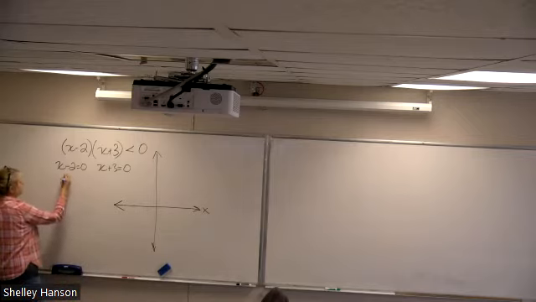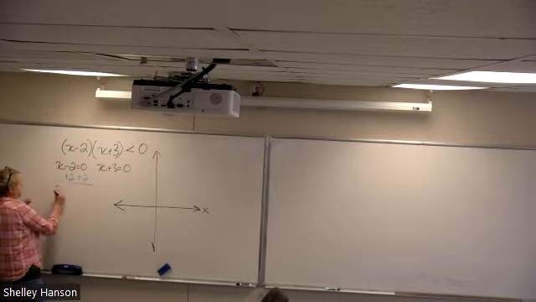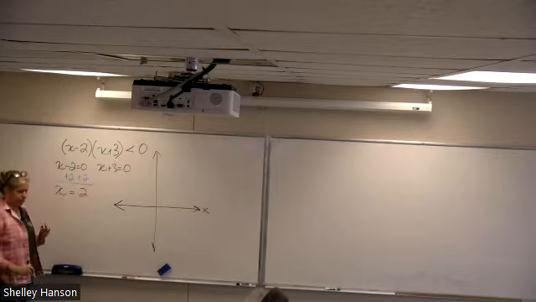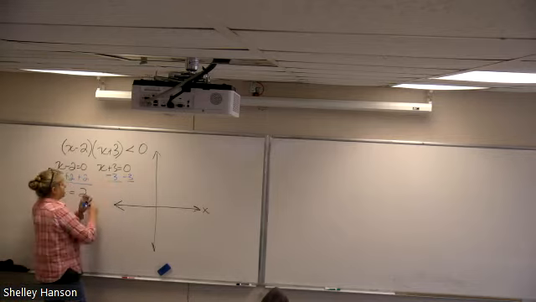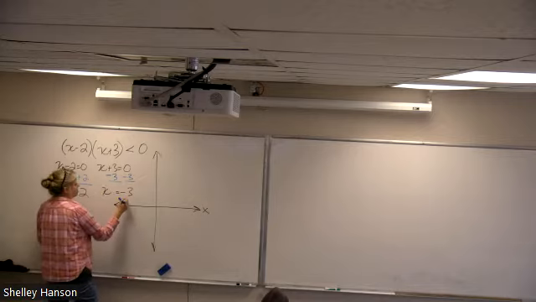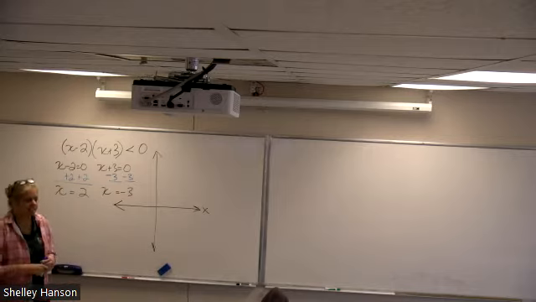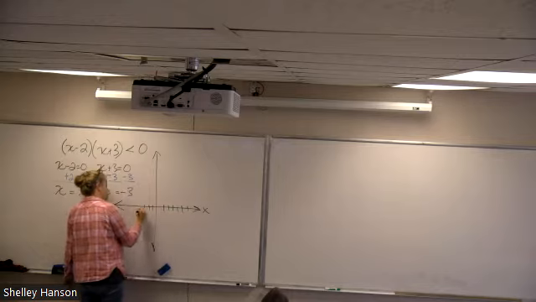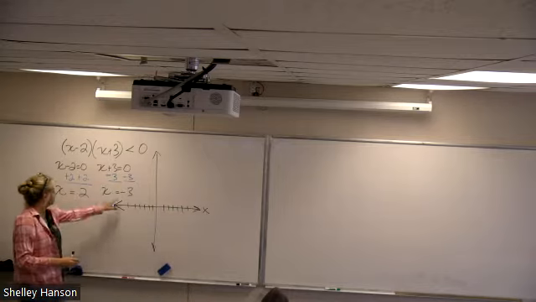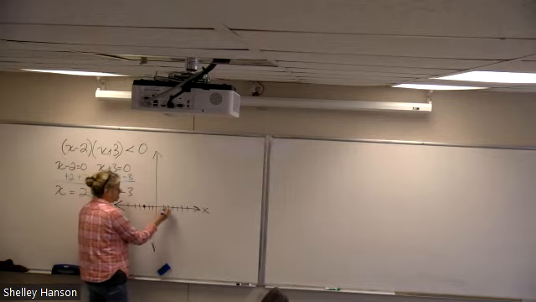I would add 2's here. So that one's going to be x equals 2. Then I'll subtract 3's here to get x equals negative 3. So that's where the two x-intercepts of this are, at positive 2 and negative 3. So negative 3's x-intercept, positive 2's x-intercept.